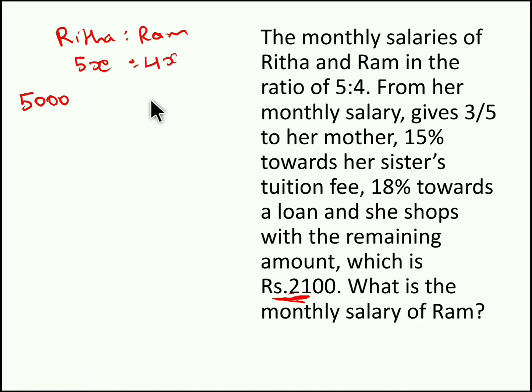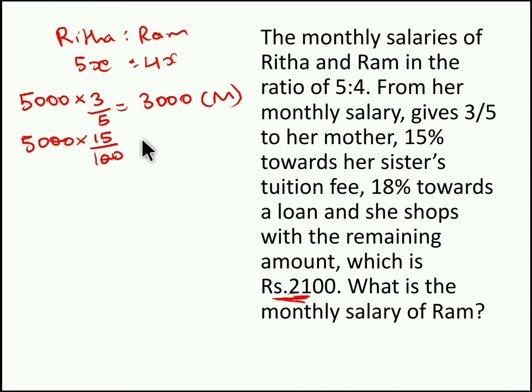Now out of 5000, she spends 3/5 to her mother. So 3/5 of 5000 is nothing but 3000 rupees. So she spent 3000 rupees for her mother. And 15% of her salary, 15% of 5000, towards her sister's tuition fee. So 15 into 5, we get 75, right? So it's 750 rupees for her sister's tuition fee. And again, 18% for loan. So 18% of 5000 is 900.